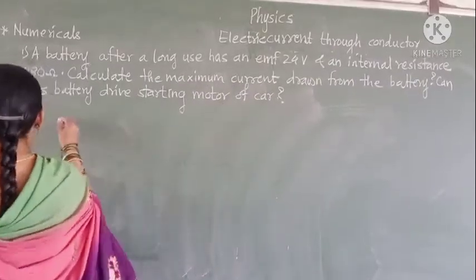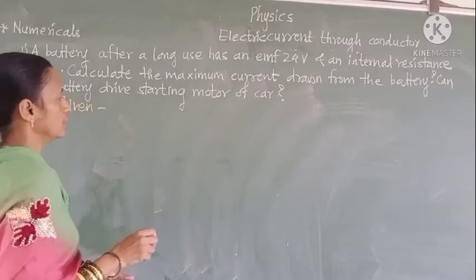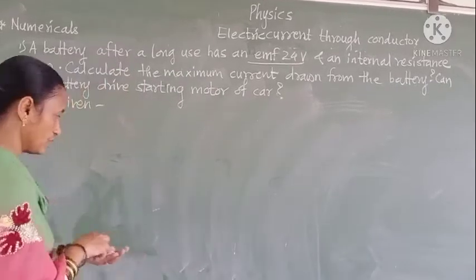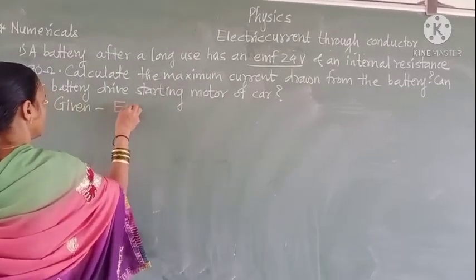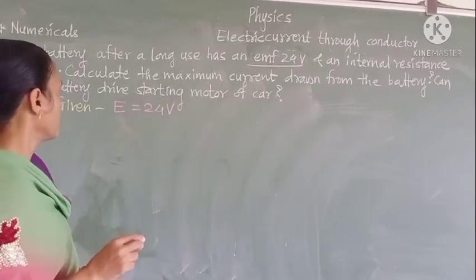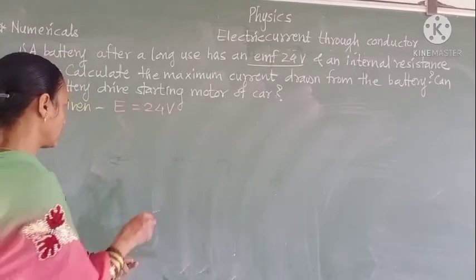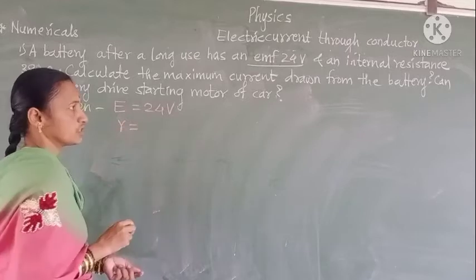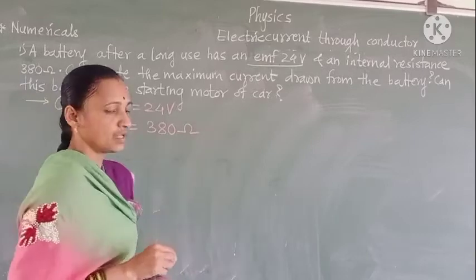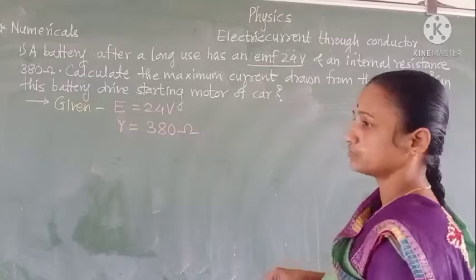First we have to write the given data. In this example, the EMF has the value 24 volt. Therefore, E is equal to 24 volt, that is the EMF of the battery. And the internal resistance we denote by the letter small r, which has the value 380 ohm. Then we have one question: calculate the maximum current drawn from the battery.